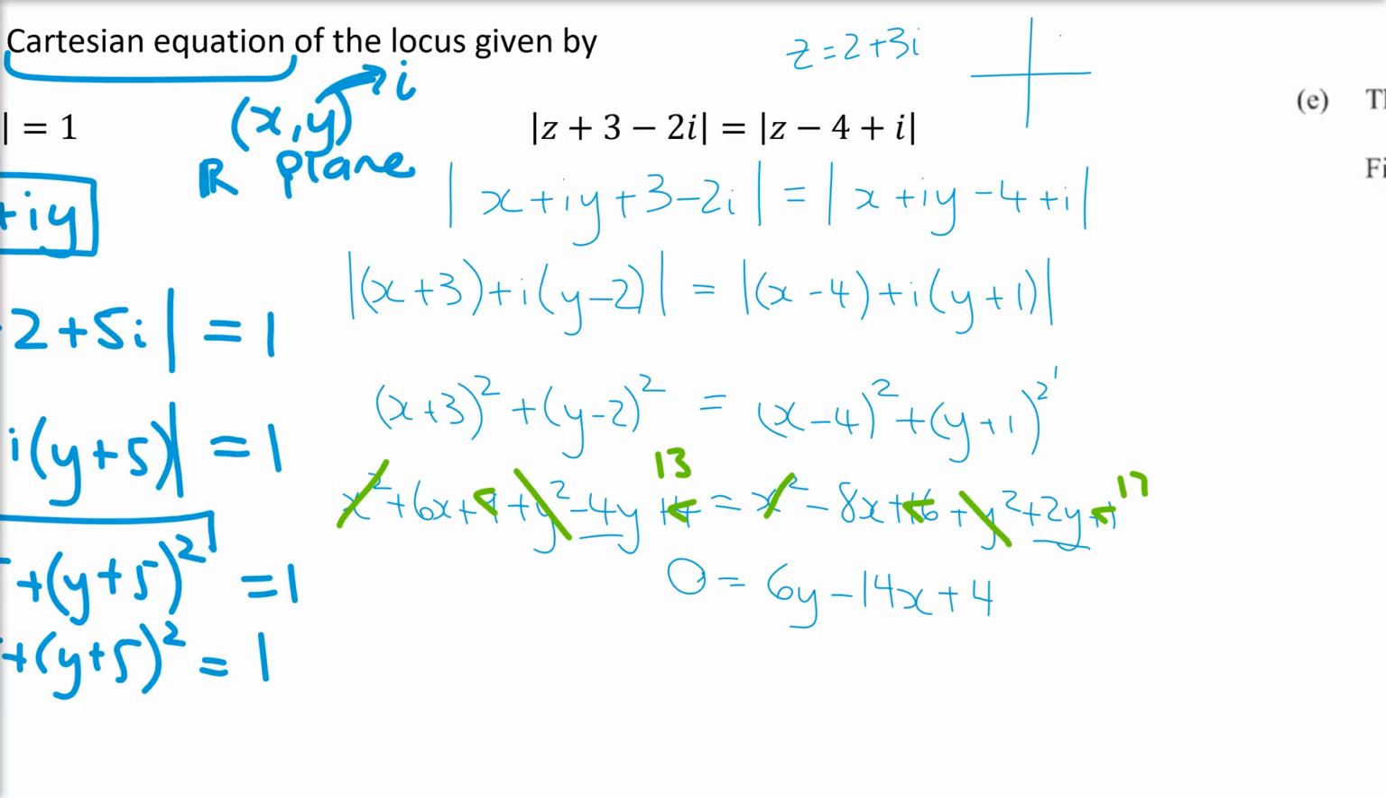Can that be written a different way? There's a common factor of 2 there, eh? So I could write it as 3y minus 7x plus 2 equals 0. There's the equation of my line.